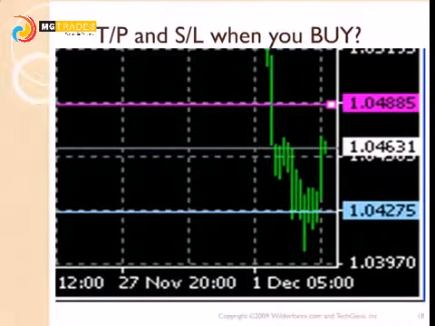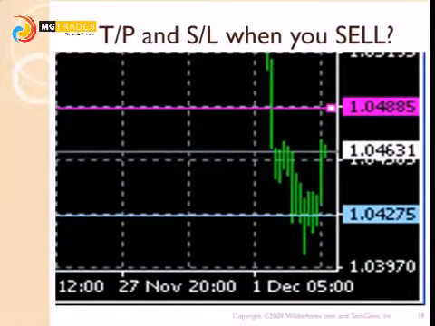Take profit and stop loss when you buy. The white line is the current price point, which equals 1.04631. The magenta line is the current take profit price, which equals 1.04885. The blue line is the current stop loss price, which equals 1.04275.